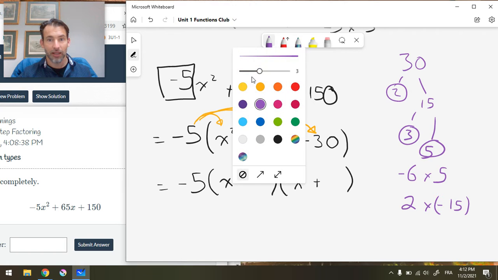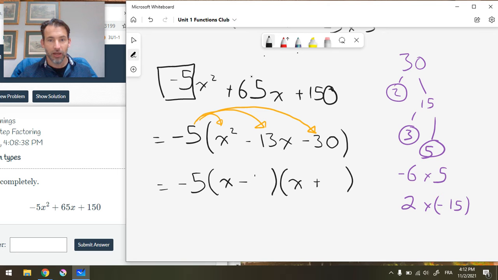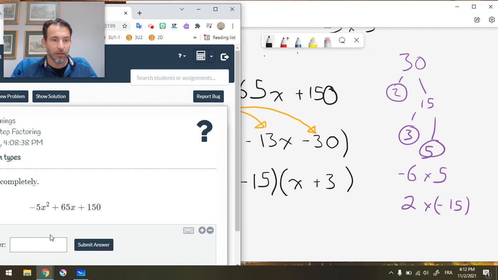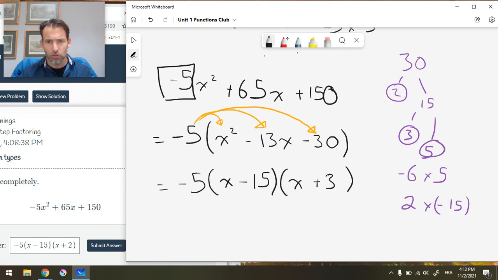So I'm going to go back to black here, and we're going to say that we have x minus 15 times x plus 3. That will be the final answer. So this is negative 5 multiplied by x minus 15 multiplied by x plus 2. I say x plus 3? Well, I'm just going crazy over here. It's not x plus 3, it is 2. So x plus 2. There, those multiply to negative 30 and add to negative 13.